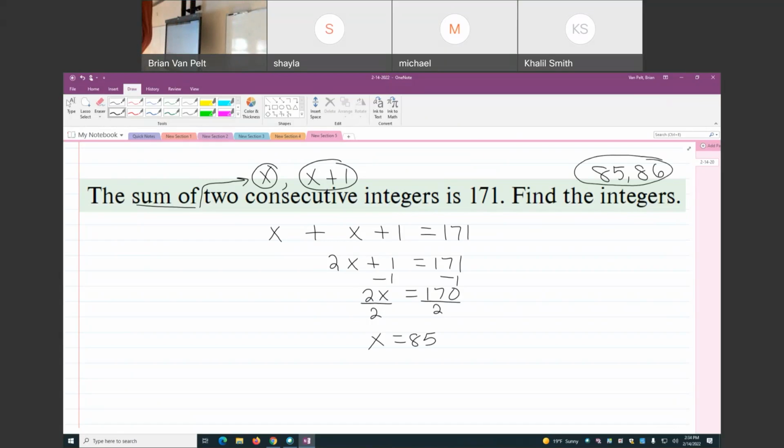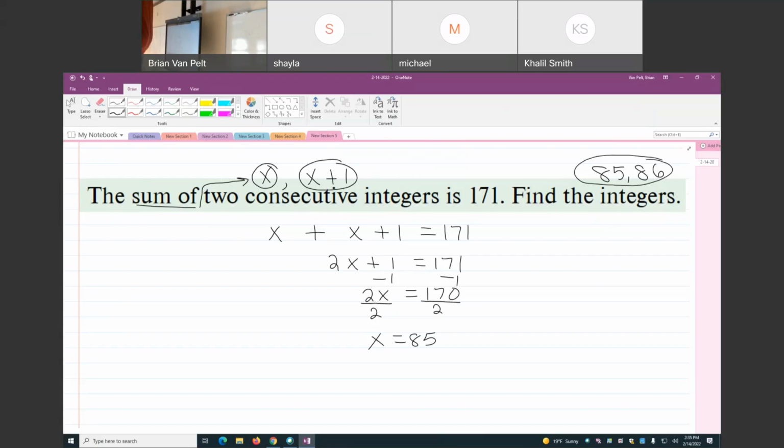But if I had 3 in a row, and the first one started at X, what would the next one be? X plus 1. That would be the next one after that. X plus 2. What if they were just even ones and I started at X? X is an even number. I don't know if I said that. Tell me what the next even one looks like. X plus 2. Don't you jump by 2s?